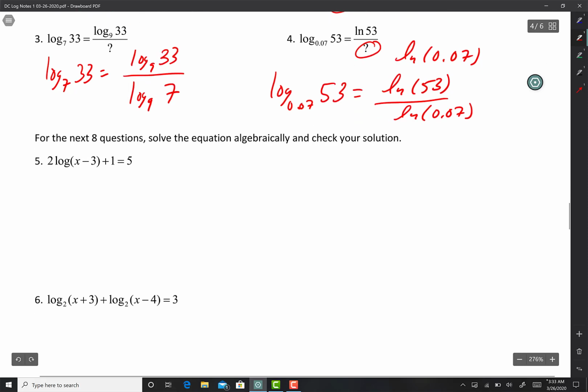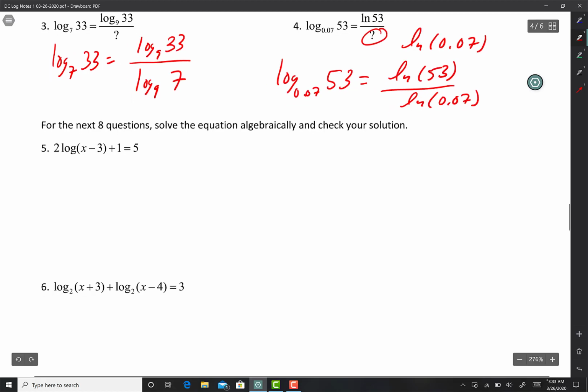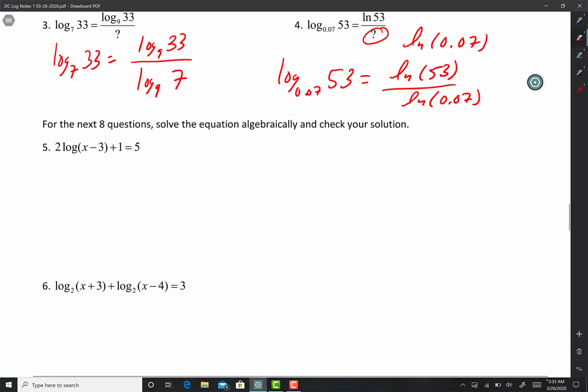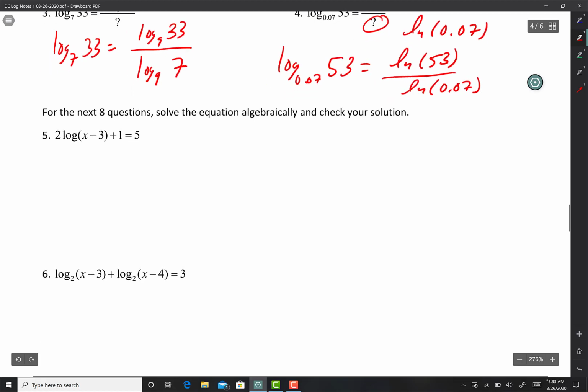All right, now let's get to the fun stuff and start doing some algebra here. So I'm trying to solve for x, and it's telling me to solve this. I think we can do it without a calculator. So let's see. The first thing we do, we want to subtract 1 from both sides. So 2 log(x minus 3) equals 4. Then I'm going to divide by 2. So then I'm going to have log(x minus 3) equals 2.